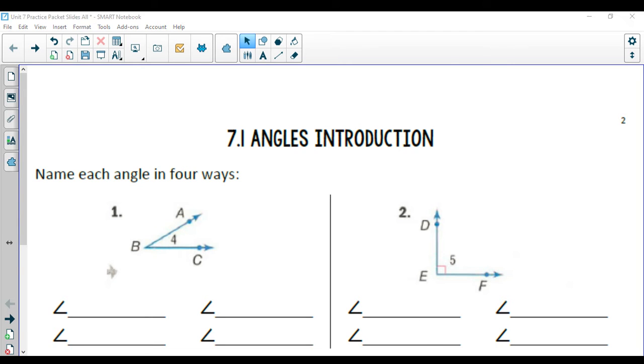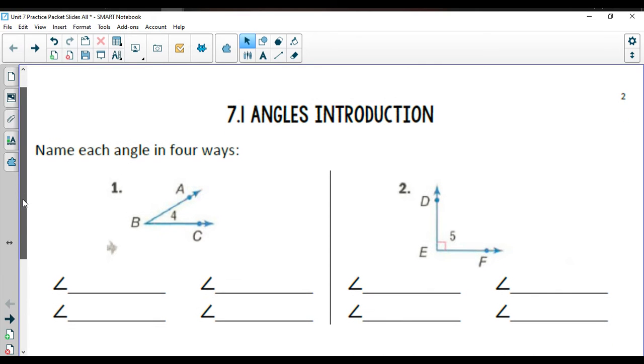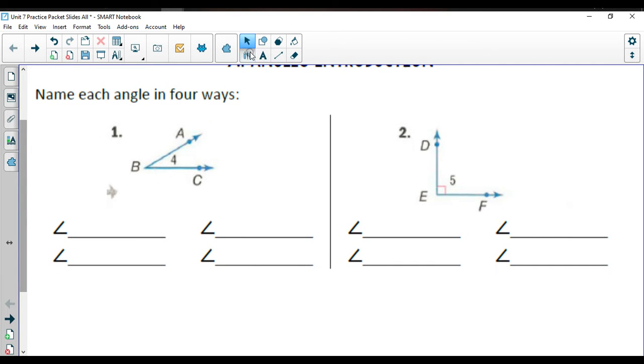All right, lesson 7.1, angles introduction. We're going to run through some of these examples here in your practice packet starting on page number 2. First thing we're going to do is talk about naming angles.